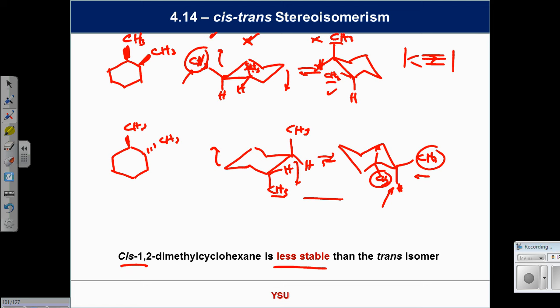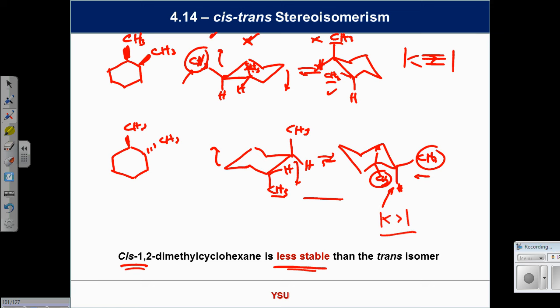So we're done with that, right? So what do you think K for this is? Is it greater than 1 or less than 1? Greater than 1. We'd rather be over here on the right. So then we're trying to deal with this statement down here. Cis 1,2 is less stable than the trans isomer. Does that add up? Right?